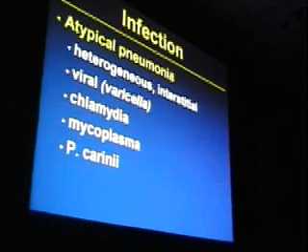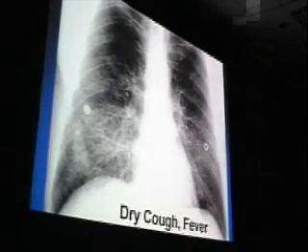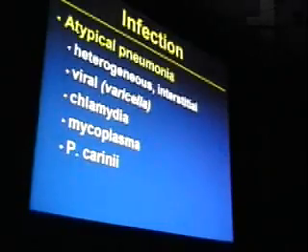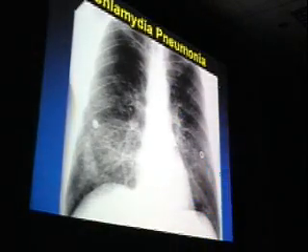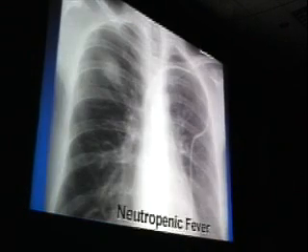Chlamydia, and again, this would be P. jirovecii pneumonia, or simply pneumocystis pneumonia. And certainly if this was an AIDS patient, pneumocystis would have to be high on our differential diagnosis. This was a chlamydia pneumonia, which turns out to be one of the more common causes of atypical community-acquired pneumonias if you look for it.